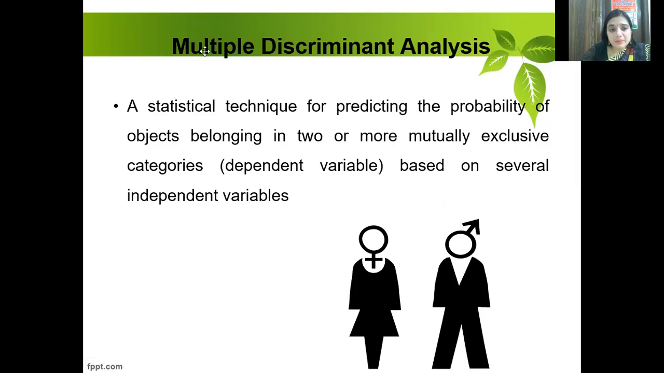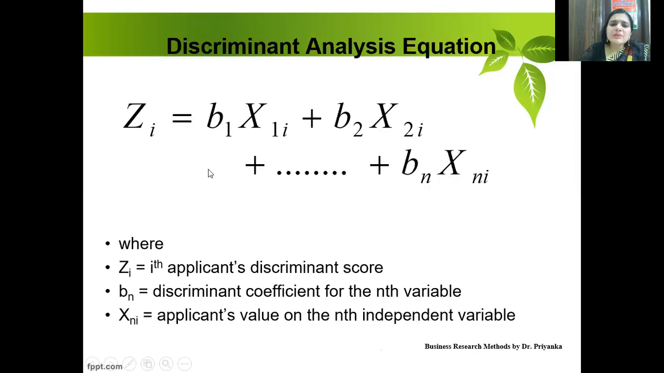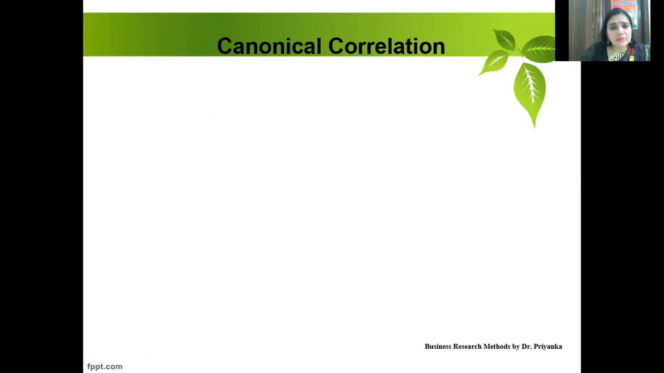Then we have multiple discriminant analysis, a statistical technique for predicting the probability of objects belonging in 2 or more mutually exclusive categories, the dependent variable, based on several independent variables, like this. A similar equation is there, as in the regression equation. Z, the applicant's discriminant score, is equal to b1 x1i plus b2 x2i up to bn xni, and b1, b2 up to bn are the discriminant coefficients for the nth variable, and x1, x2 up to xn are the applicant's values on the nth independent variable. So this way you will be calculating the value of discriminant analysis.